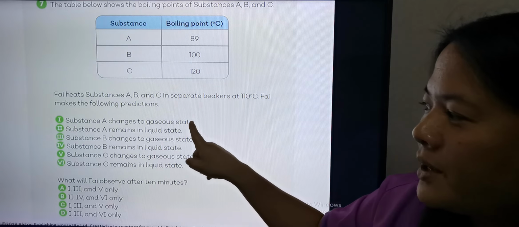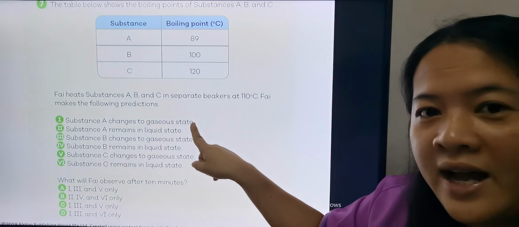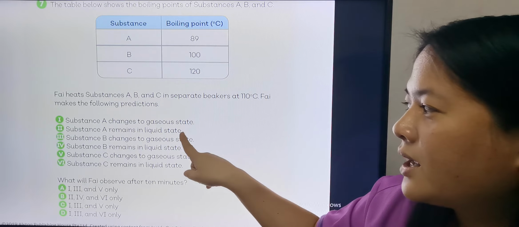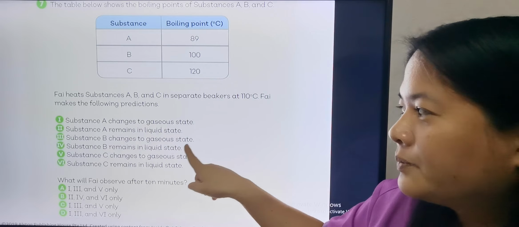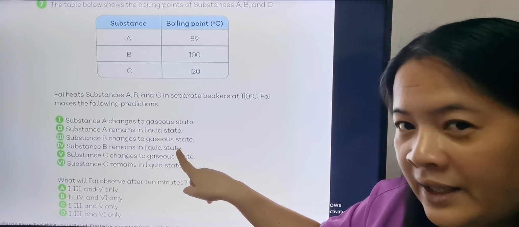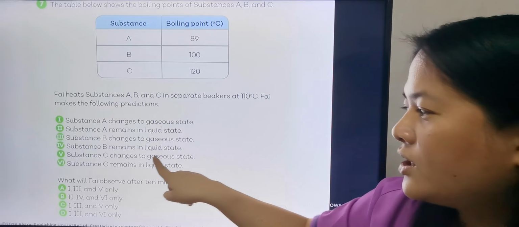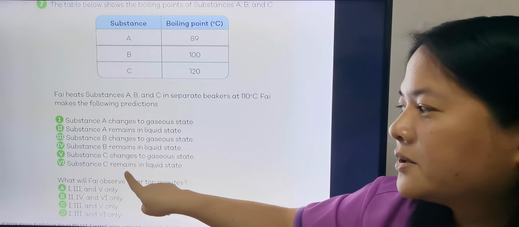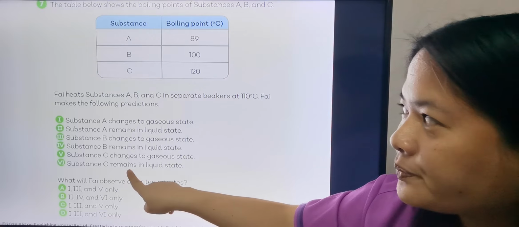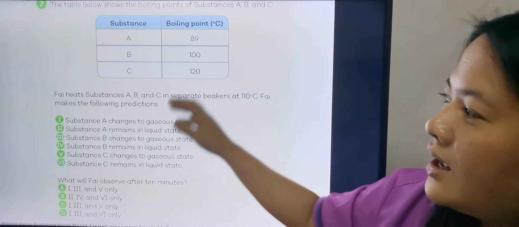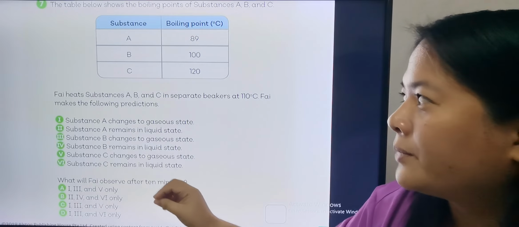So she said maybe substance A changes into gaseous state. Substance A remains in liquid state. Substance B changes to gas. Substance B remains in liquid. Substance C changes to gaseous state, and substance C remains in liquid state. Okay, let's analyze one by one.